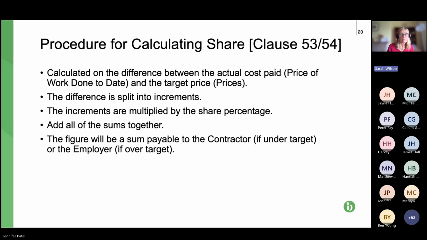So ultimately, the final bullet point says if you are under target, so you're in a gain share situation, that will result in the paying party, so the developer and the party who's commissioned the works, paying the share that is due to the contractor. If you are in a pain situation, then effectively the contractor has been overpaid, so they will be paying money back to the party who's commissioned the work. So that's a really odd situation for everyone concerned.